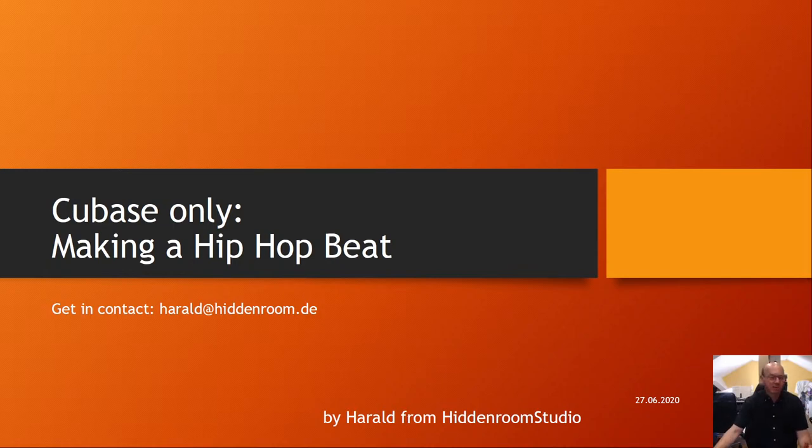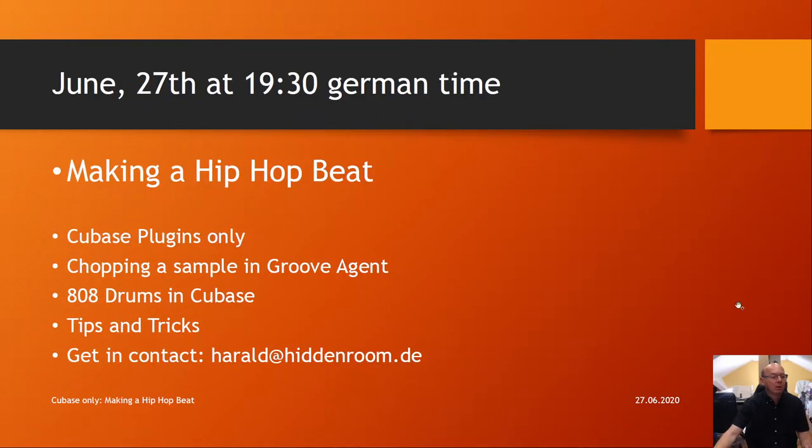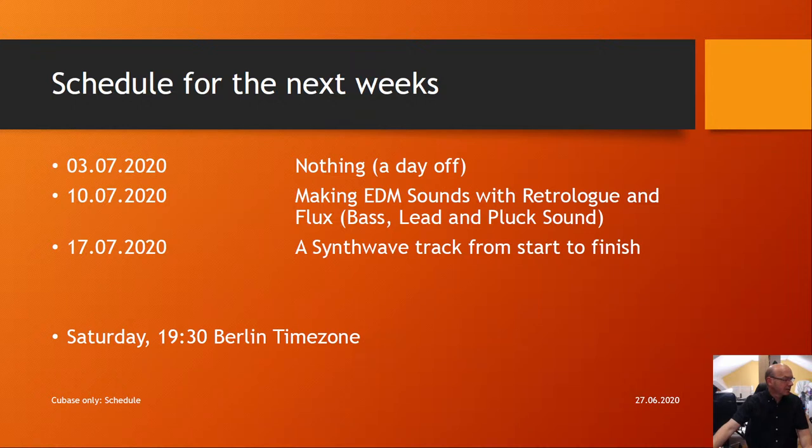This week it's making a hip hop beat. It's not going to be the beat you heard in the background in the beginning. It's just a random beat I put together, and this is not about making the best beat in the world today. It's more about the basics of what you can do in Cubase, what you can do with Groove Agent, how you can use the 808 sounds that are in Cubase. I'm explaining some functions from Groove Agent. But before we start, let's go to a little schedule for the next weeks.